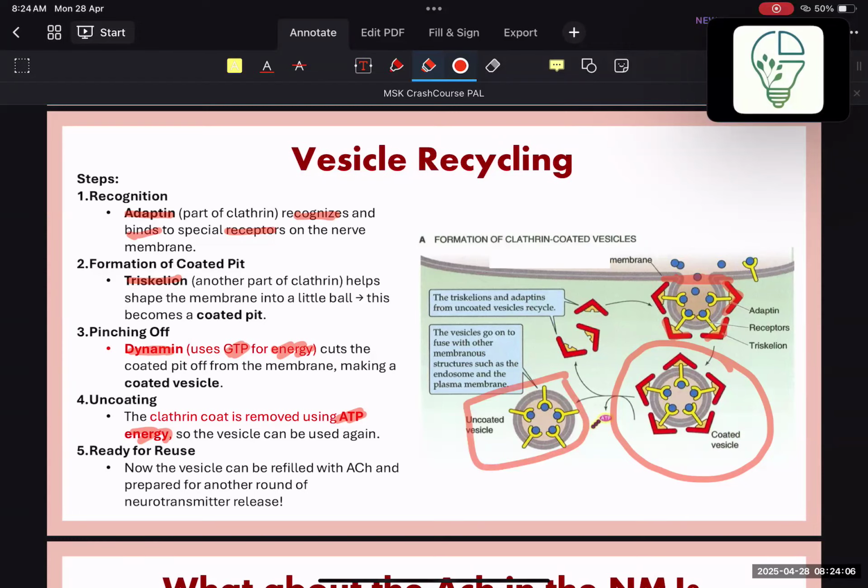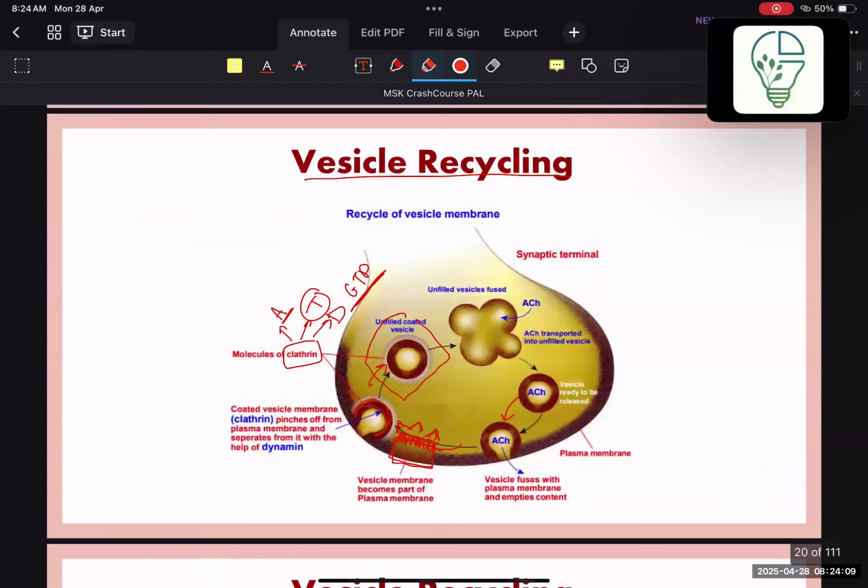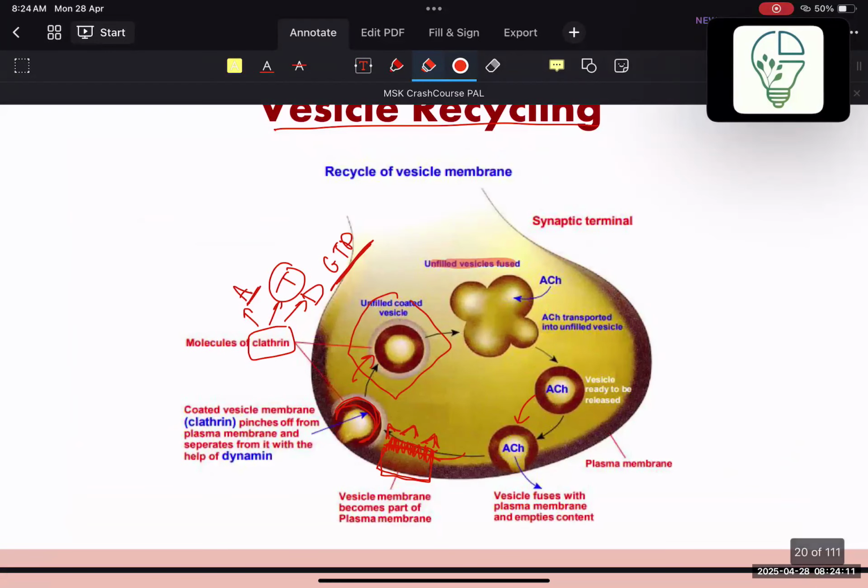All of these uncoated vesicles will bind together and fuse together to form what we call an endosome. And then this endosome, on its surface, has receptors. And through these receptors, you don't need to know the name, but through these receptors, ACh will come back in, and you can just continue the cycle from here.